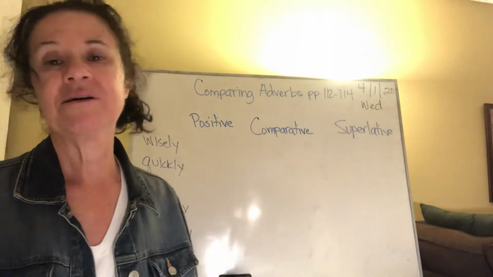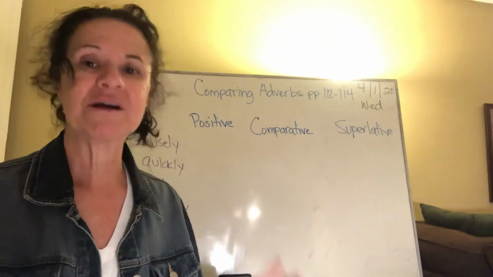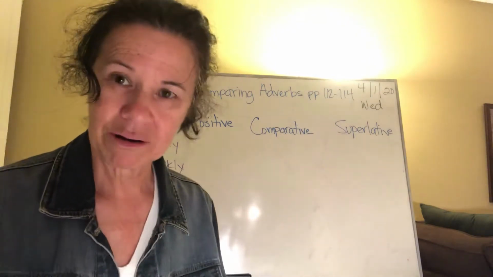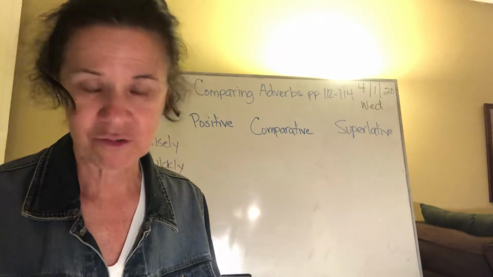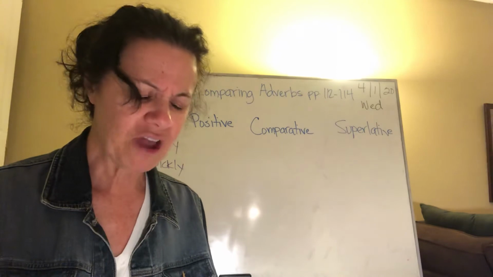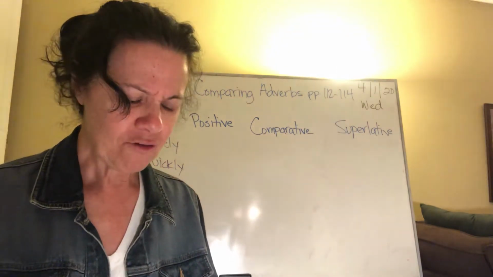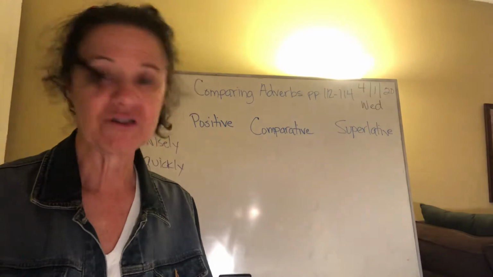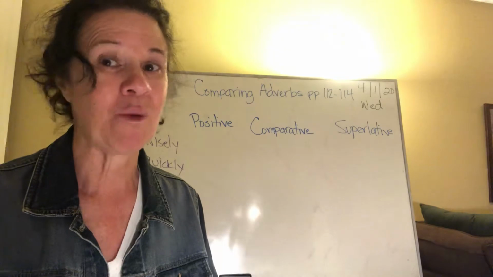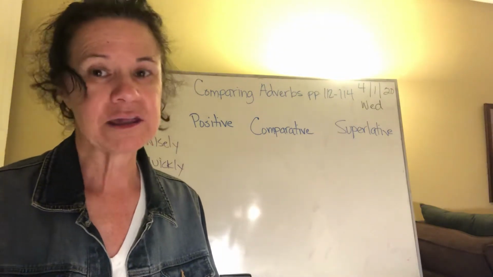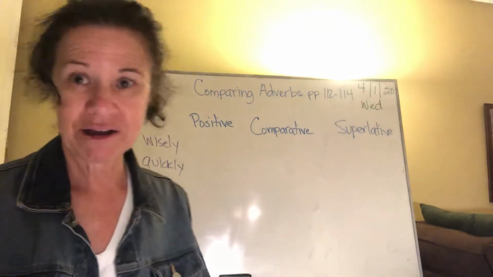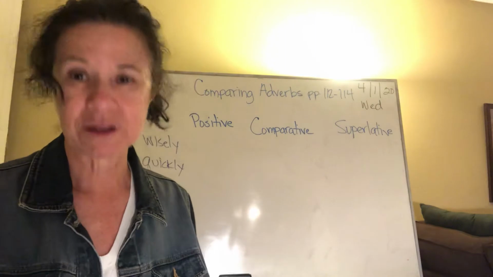So positive, no comparison. Comparative, comparing one thing to another. And superlative, comparing 3 or more things. And by things, I mean adverbs. We're talking about adverbs, okay? So section number 2 says, most adverbs ending in ly form the comparative with more and the superlative with most in front of those words. So we've learned that most adverbs do end in ly, not all, but most. And so you would put more in front of the comparative adverb or most in front of the superlative adverb.